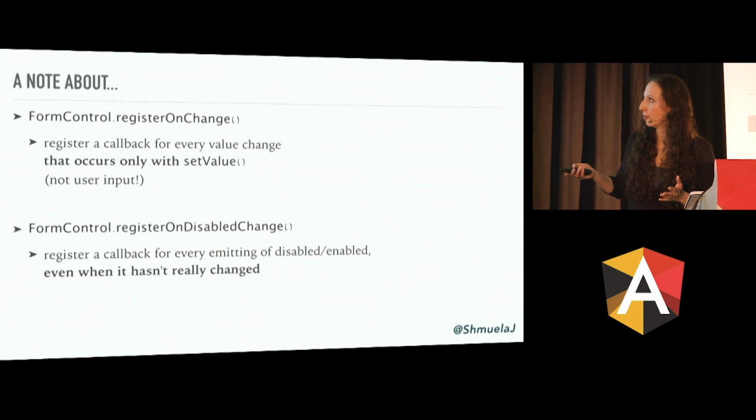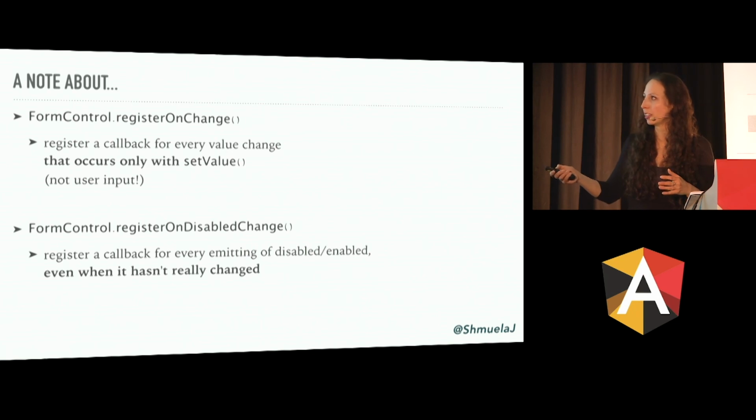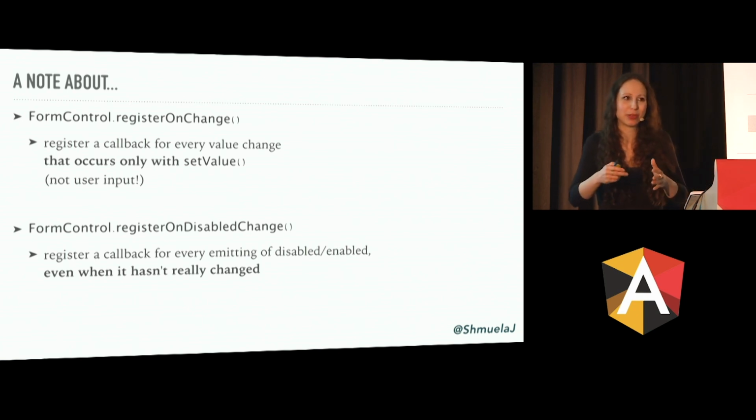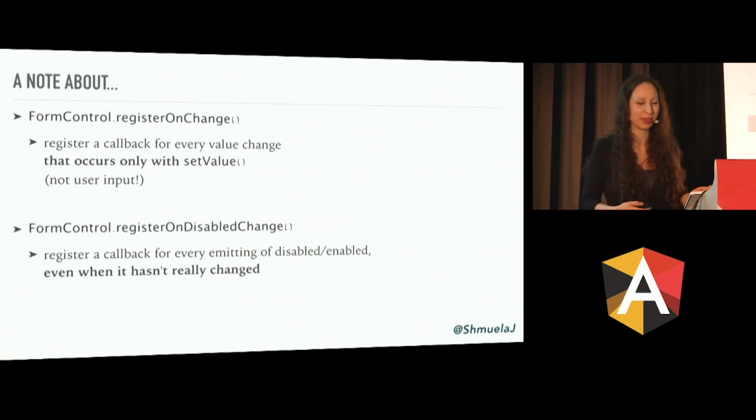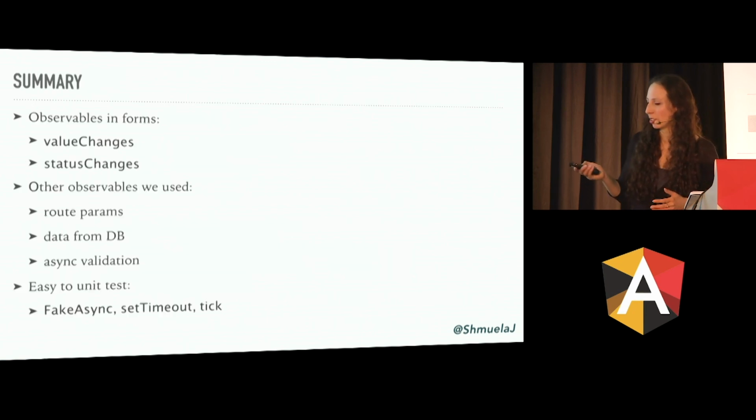Okay, a few notes. You might find the method registerOnChange. It's not documented very well at the moment, but you can't use it for fetching changes that the user did, only ones that you have done with setValue programmatically. And also registerOnDisabledChange. This will emit not only on change, but whenever there is some event of disabling or enabling. So you can disable a control 10 times, and it will emit 10 events. So just a few notes that I wanted to show you.